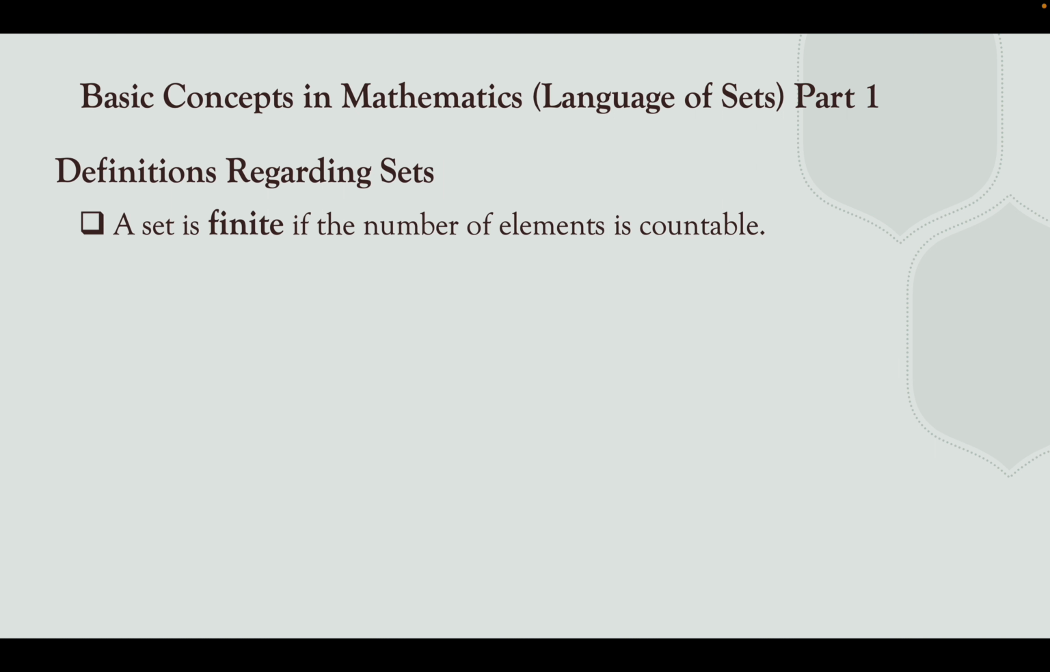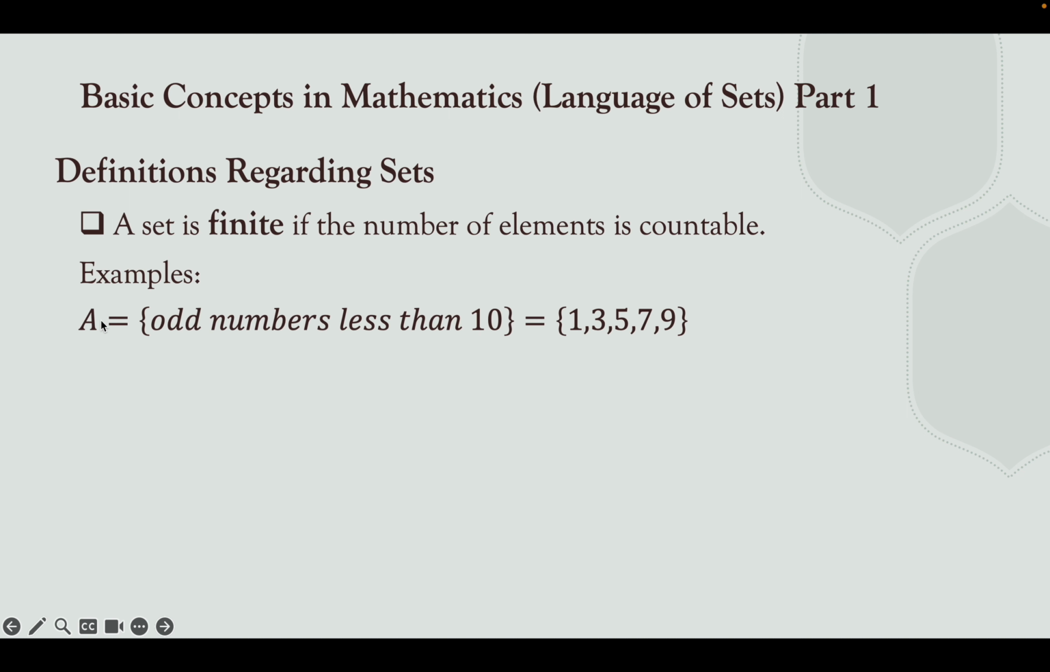So let's have a definition regarding sets. Let's define what is a finite set and an infinite set. A set is finite if the number of elements is countable. Let's have an example. Given set A is the odd numbers less than 10. So what are the odd numbers less than 10? We have 1, 3, 5, 7, and 9. So how many elements are there? 1, 2, 3, 4, 5. It can be counted, right? So that is an example of a finite set.